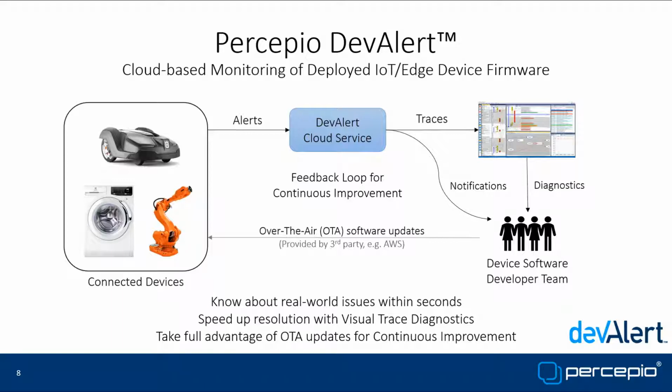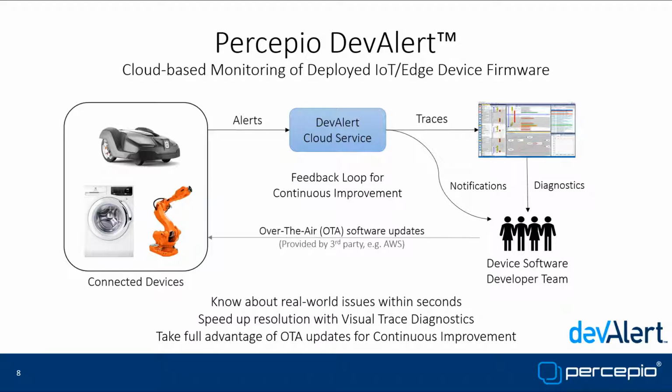By having this in deployment, you will know about real-world issues within seconds after the very first occurrence, instead of having to wait for weeks or even months before some users bother to report the problem. By having DevAlert enabled during testing, you ensure that issues that are encountered by testers are captured systematically and in full detail and are provided to the developers immediately. So this is really a cloud-connected flight recorder in your embedded software.